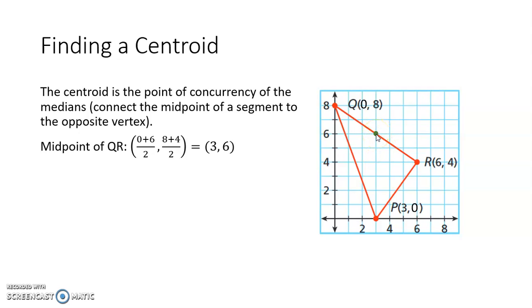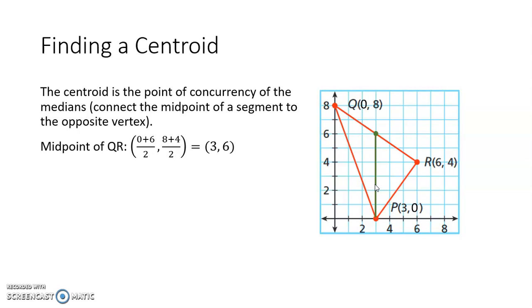Now all I need to do is connect that midpoint to the opposite vertex. That means I just take a ruler and I connect this point over to this corner over here, the opposite vertex. And that will get me the first median that I need. Okay, so I got this green line right here.